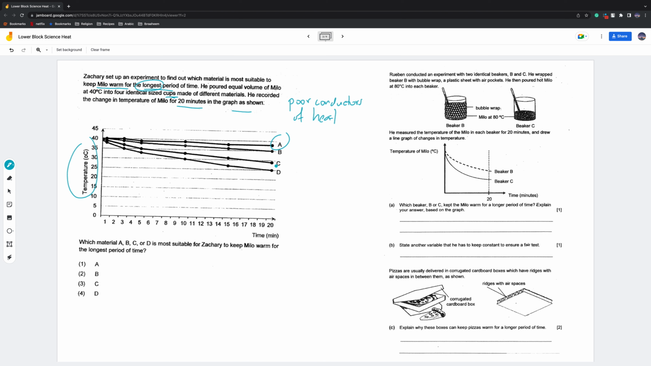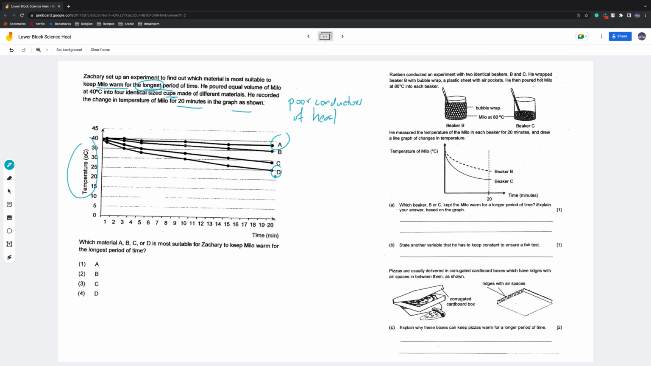Cup A decreased the slowest, while the temperature of Milo in cup D decreased the fastest. Take note, I didn't talk about heat. I didn't mention that the Milo in cup A lost heat to the surrounding faster. I didn't say that because, again, we want to be as consistent as possible when we answer a science question, and that is to use words from the question itself.